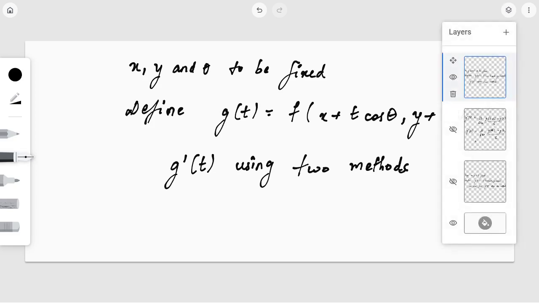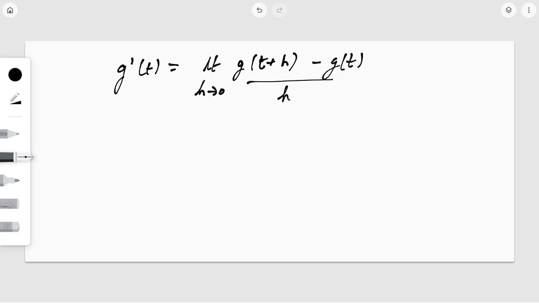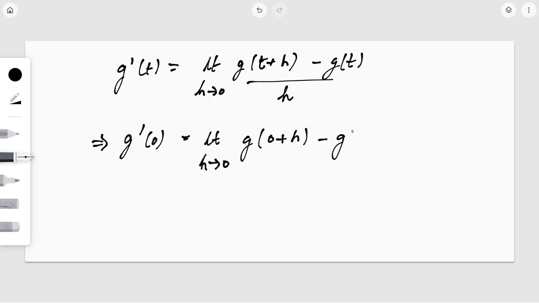So first let us see what g dash of t will be. G dash of t will be none other than the limit as h tends to 0 of g of t plus h minus g of t, divided by h. Now what is g dash of 0? We have to put the value of t equal to 0. It will be g of 0 plus h minus g of 0, divided by h.